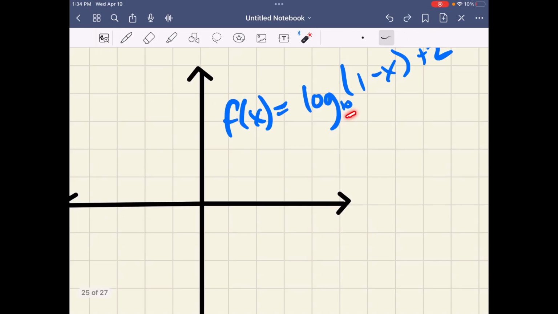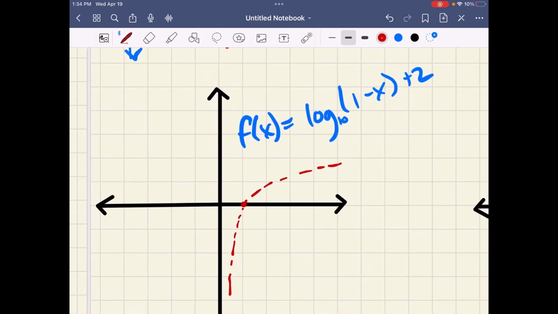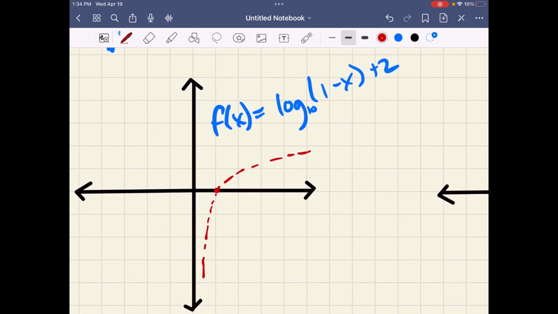So since that base is bigger than 1, I'm going to have my normal logarithmic parent function here. I have a point of 1, 0, and I'm going to get my basic curve that looks something like that, and it's from this that I'm going to make all of my reflections and transformations. So the first thing I'm going to do is rewrite this function a little bit just so it's a little easier to see.